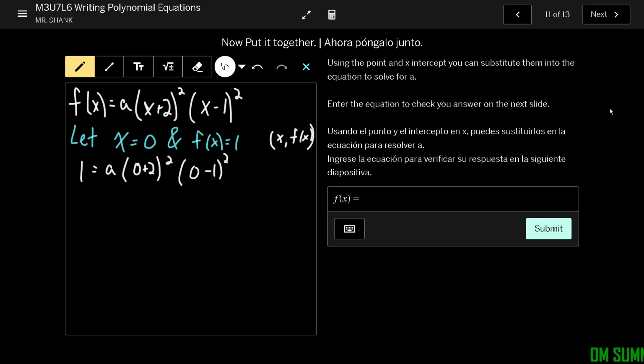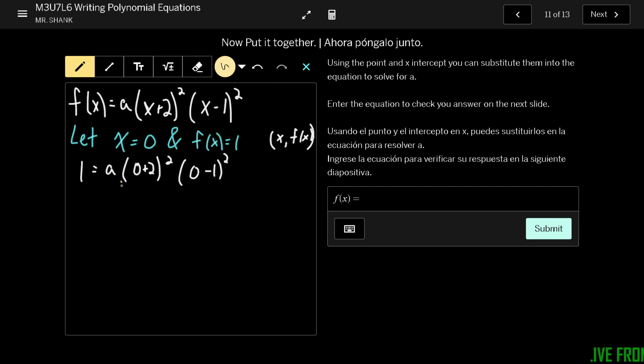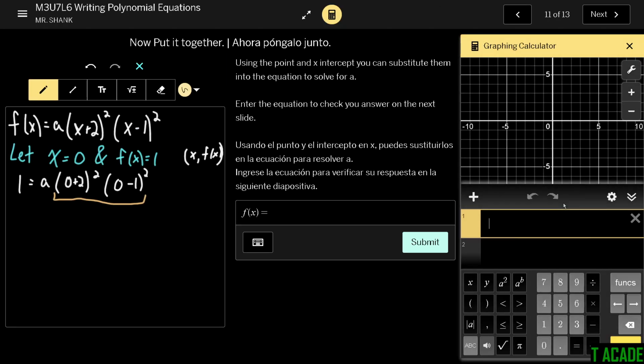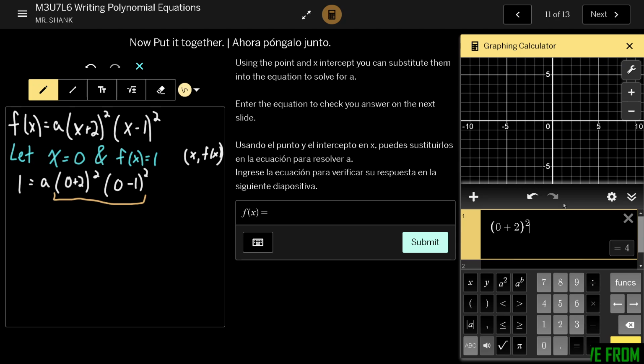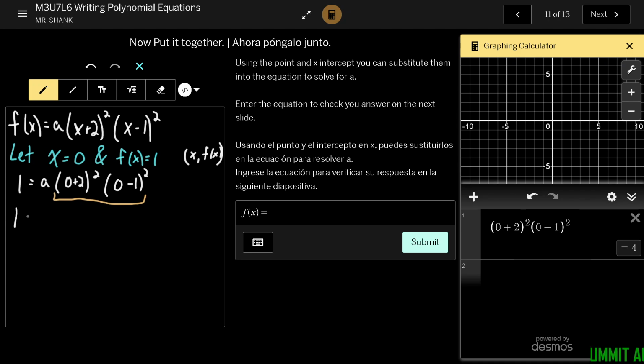Okay, so let's plug in our additional point. So let's simplify. Like we said before, type this into Desmos exactly as it looks. So I have in parentheses 0 plus 2 exponent 2, and then 0 minus 1 in parentheses squared. So that's going to all be 4. So in my equation, I have 1 equals a times 4. So I should be able to simplify that right side of that equation.